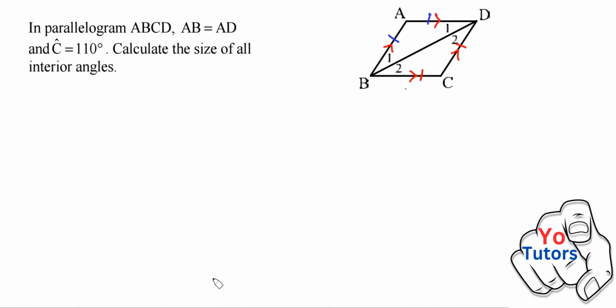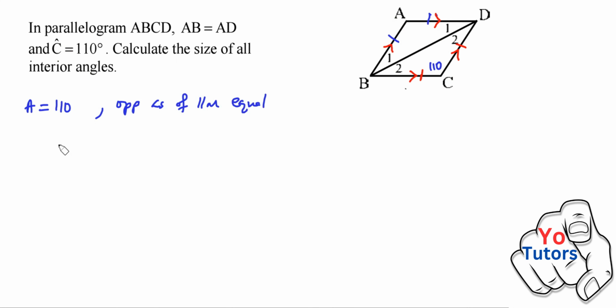Calculate the size of all interior angles. Now we need to know, we are given angle C is equal to 110. Good start. So C is 110. Now, when C is 110, let's calculate A, which is easy here. So we know that A is going to be equal to 110. Why are we saying 110? Opposite angles of a parallelogram are equal.